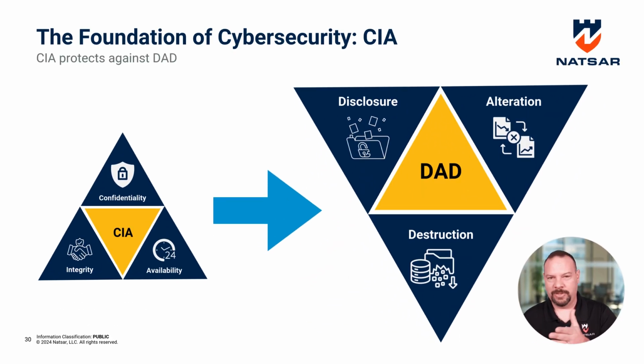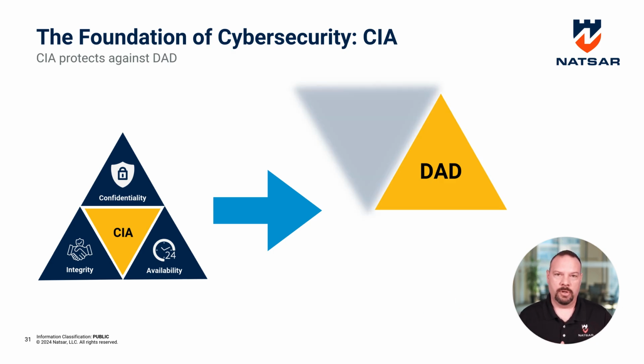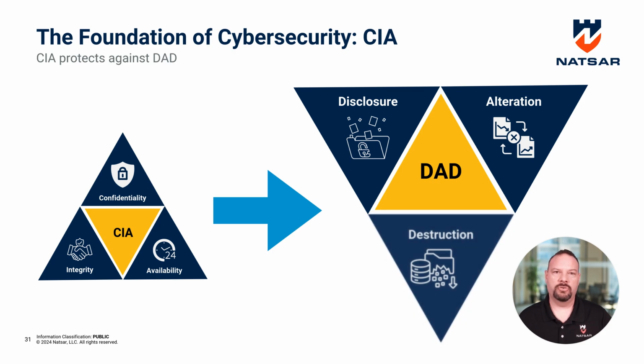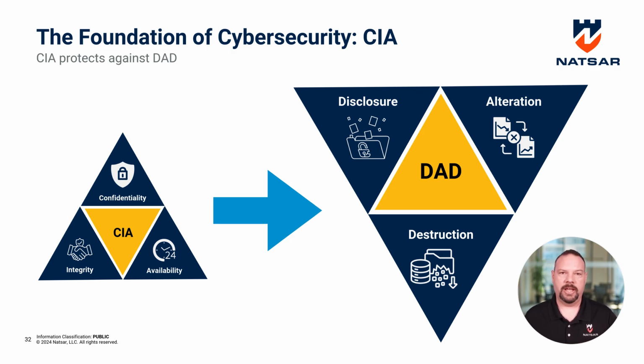And we use that to help defend against another acronym, which of course in cyber we love our acronyms. It's DAD. So disclosure, alteration, and destruction is really what we're trying to prevent with this confidentiality, integrity, and availability. So for example, confidentiality, we're trying to prevent disclosure, unauthorized disclosure, or like a breach of information to someone or some organization that shouldn't have it. Integrity is, has it been altered? We're trying to prevent against alteration, like I mentioned in the last slide.